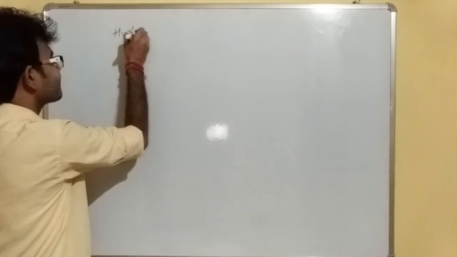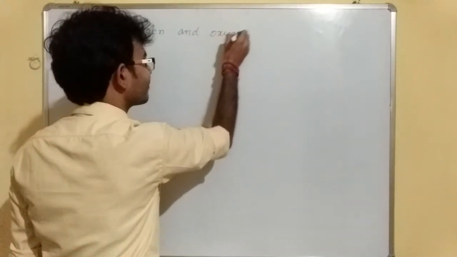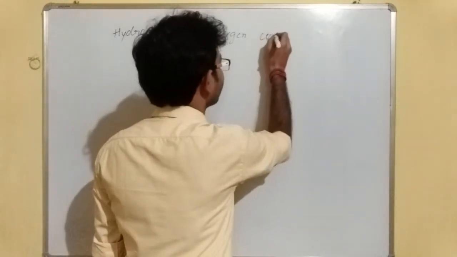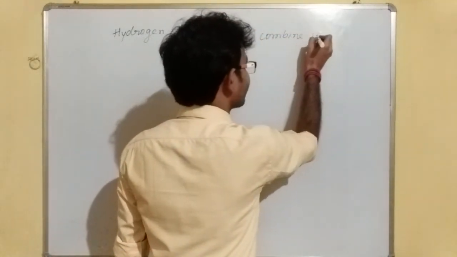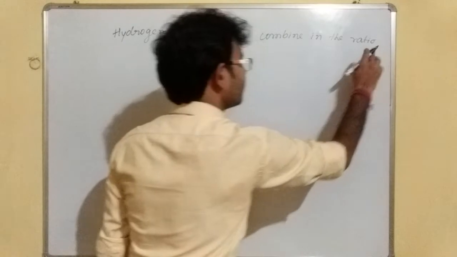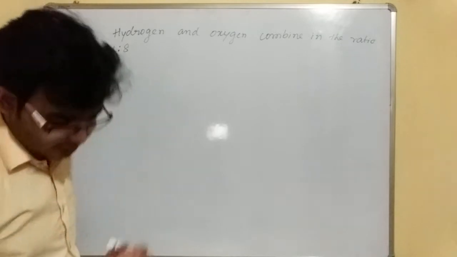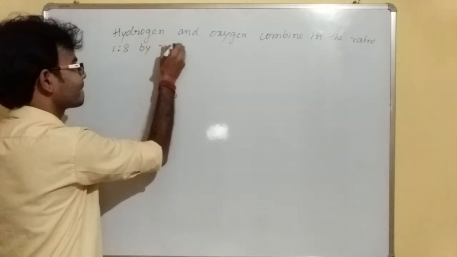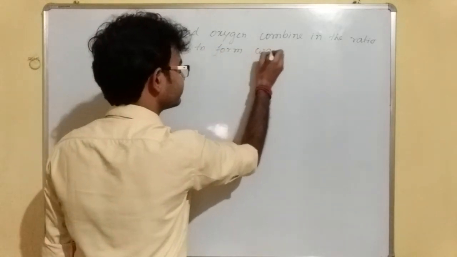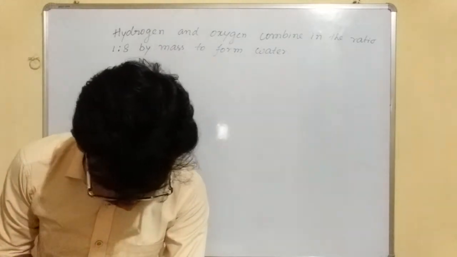Hydrogen and oxygen combine in the ratio 1:8 by mass to form water. Okay, combine in the ratio 1:8 by mass to form water.